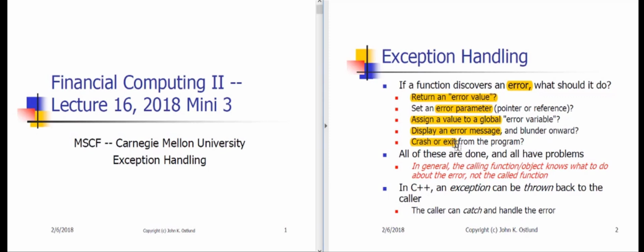And the general problem with all of these approaches is that the calling function, or the calling object, is at the conceptual level in the program where we can make a decision about what to do if something goes wrong, but the called function is the function that discovers that something is wrong. So we have this mismatch between where we have some idea what we would like to do about a problem and where it is that we detect that a problem exists.